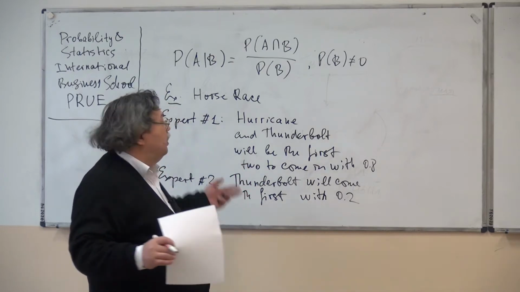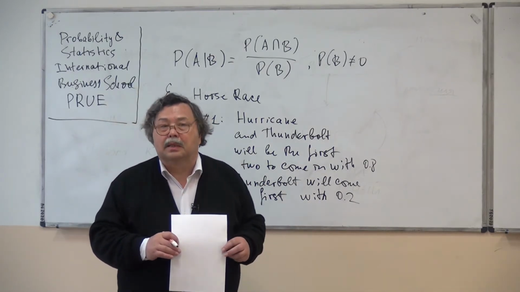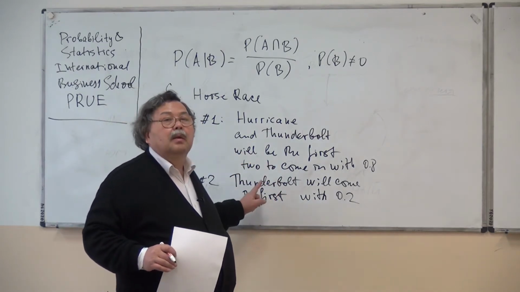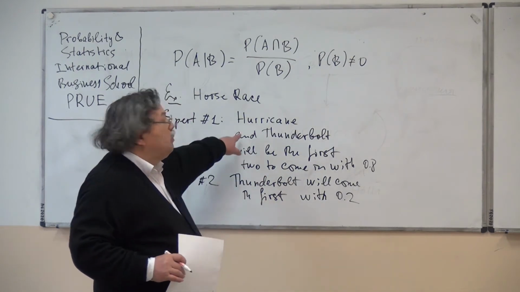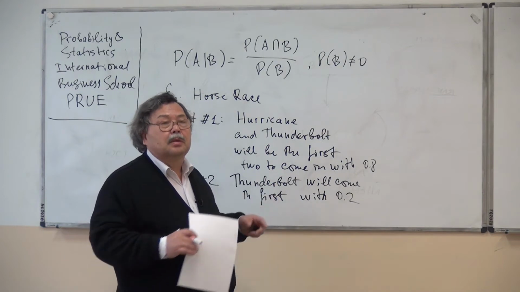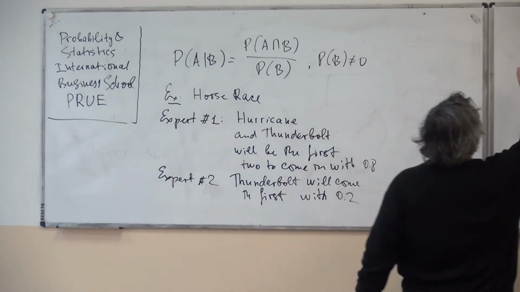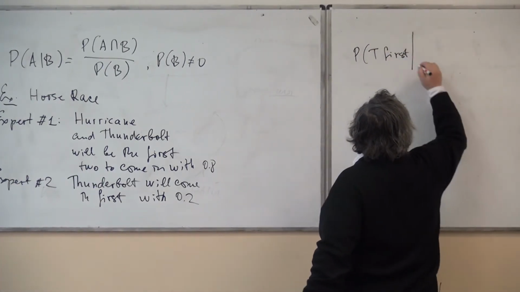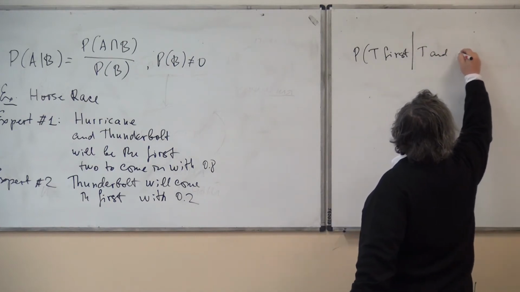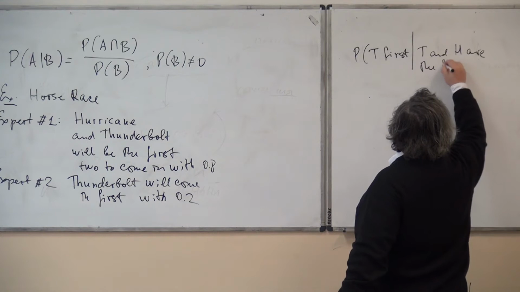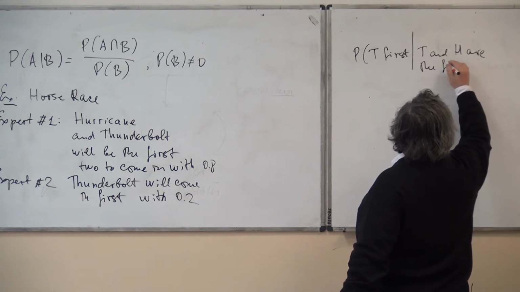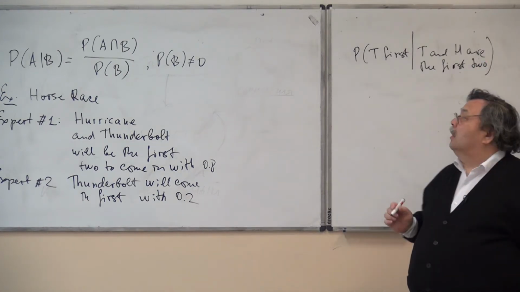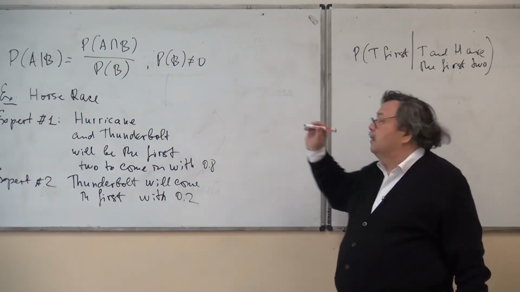Now let's assume that both these expert opinions make sense. Basing on these, what is the conditional probability that Thunderbolt will come in first, given that this prediction is also true? So what's the probability? Let's write it here. Probability Thunderbolt first, given that Thunderbolt and Hurricane are the first two in some order. Okay, and we are going to use that formula.